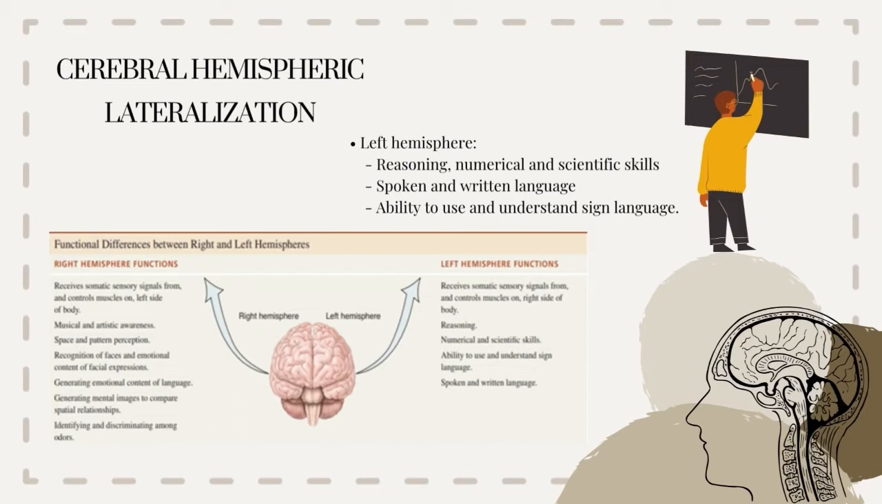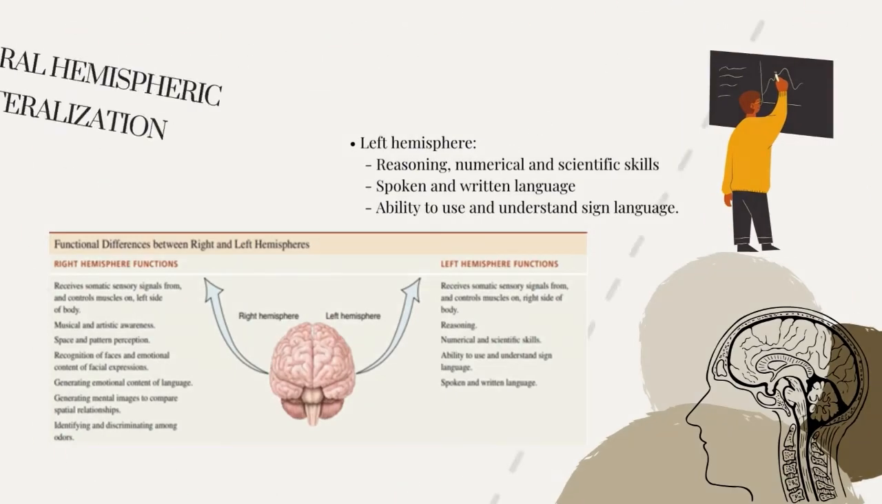So again, the left hemisphere receives somatic sensory signals from and controls the muscles on the right side of the body. The left hemisphere controls the muscles on the right side of the body. Damage to this area can lead to aphasia, or the loss of ability to understand or comprehend, as well as express speech due to brain damage.